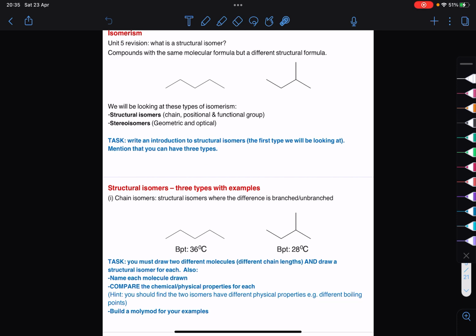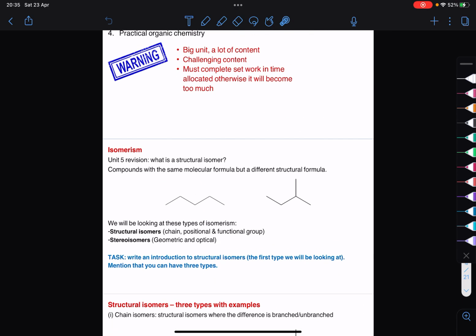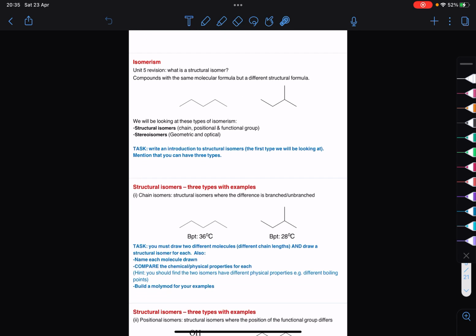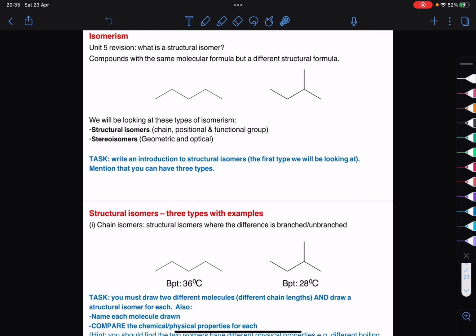The next lesson, so lesson 2, we're going to look at stereoisomers, and then lesson 3, we're going to look at the distinction criteria. So you can see there's not actually a lot to this assignment, but there is going to be quite a lot for us to do. The first task we're going to do is we need to write down an introduction to structural isomers. What are the 3 types? And then we're going to start putting them together and how we go along that.